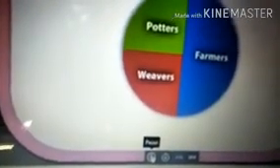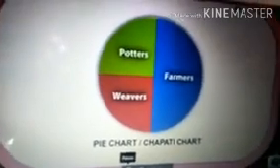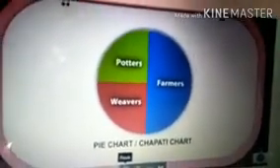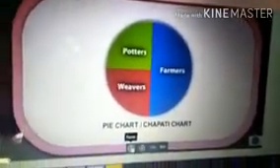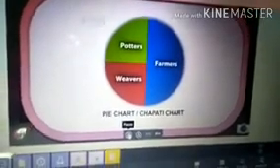Hi friends, I am looking at some interesting charts in my activity board. It is so much easier to understand information through a chart, and it's fun too. Look at this chart. This type of a chart is called a pie chart or a chapati chart. Let's find out what this chart is trying to say.